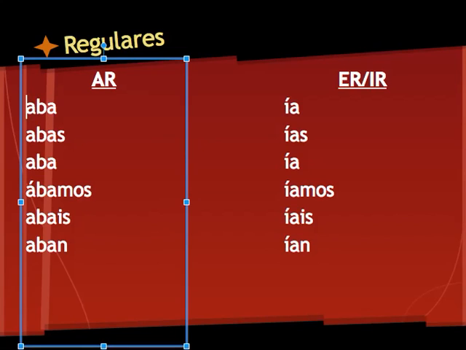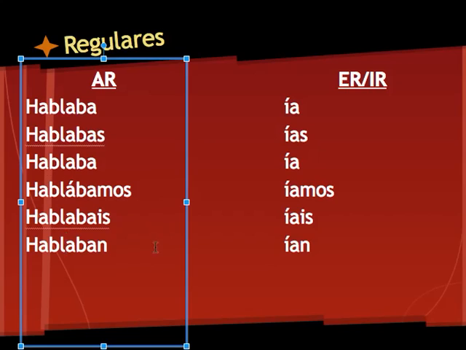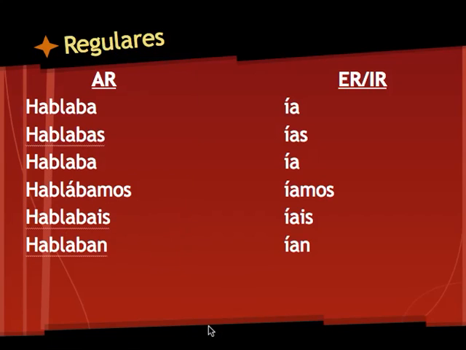So hablar would go to what? First, we would take off the ending of hablar and we'd put the new ending: hablaba, hablabas, hablaba. Interesting thing here: the ella y usted form and the yo form are both hablaba. And this is kind of a tough one here: hablábamos, hablabais, y hablaban. It's a funny sounding word. Hablaba, hablabas, hablaba, hablábamos, hablabais, hablaban.